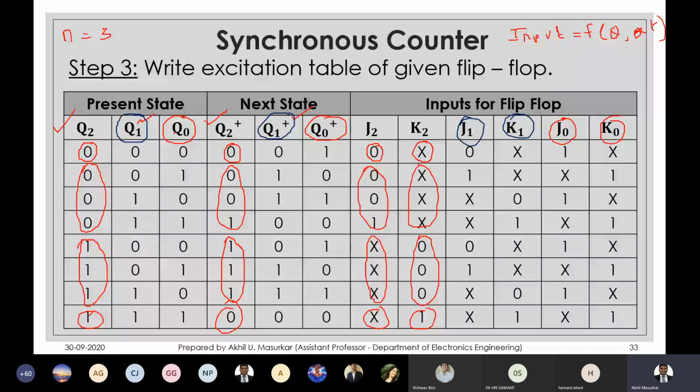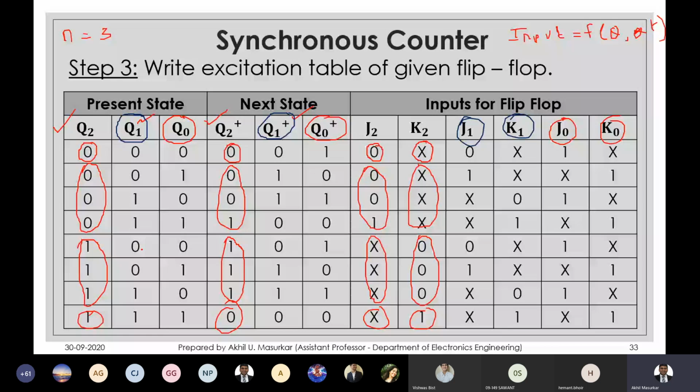For how to write the next states of Q2, Q1 and Q0. Yeah, so that's a good question. Okay, I'll answer that.